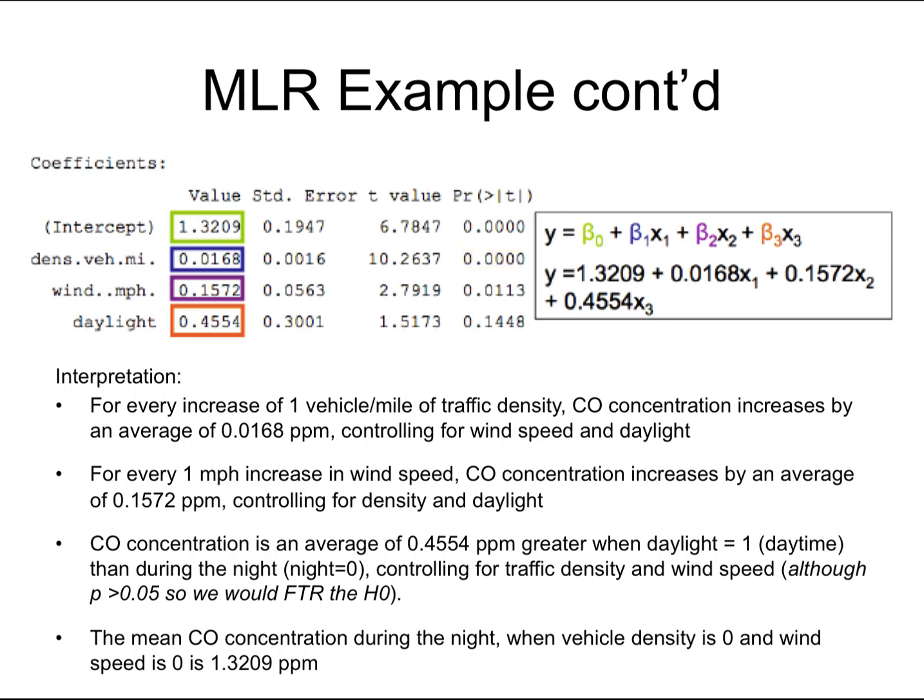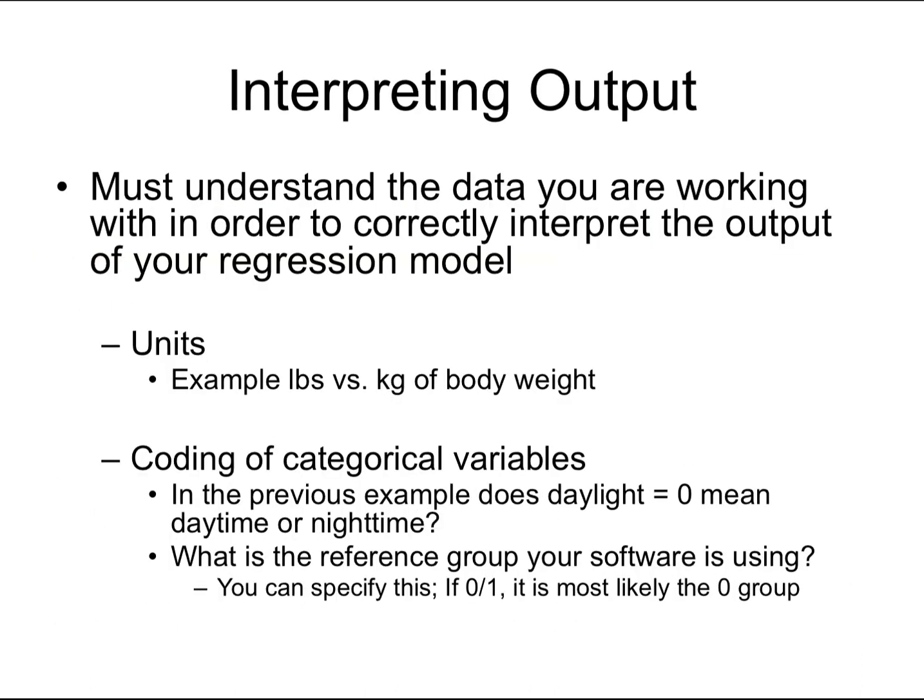Whenever you're asked to interpret coefficients, remember to always list the variables that you're adjusting for. And also remember to pay attention to the p-values, which tell you whether or not you should reject or fail to reject the null hypothesis that the slope equals 0.